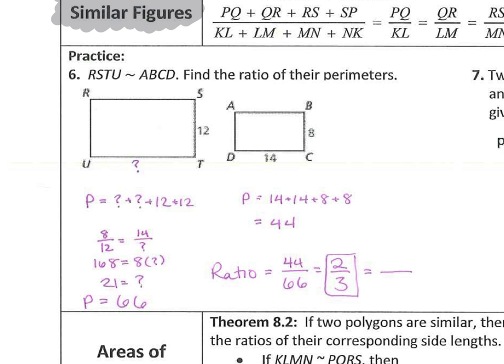Okay, so first of all, I need to know their perimeters. Perimeter is just adding up all the sides. So for the smaller one, I did 14 plus 14 plus 8 plus 8. Does that make sense? Finding perimeter is adding up all of the sides. So 14, 8, 14, 8. I got 44. When I try to do that for this one, though, do I know this side length? So I've got to figure it out.